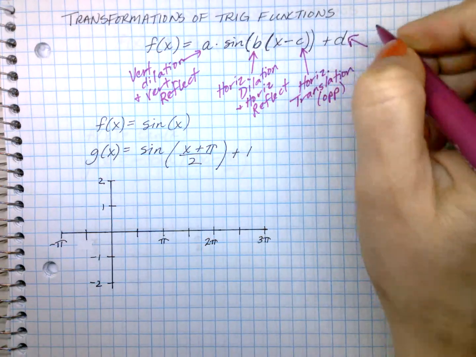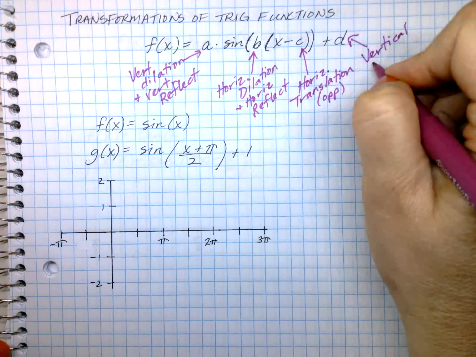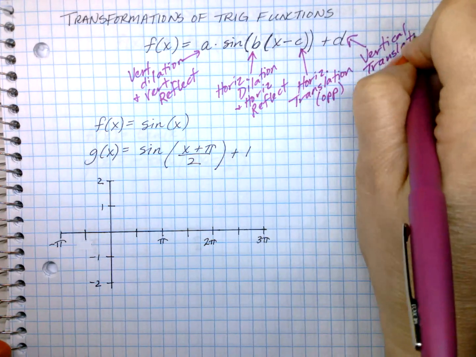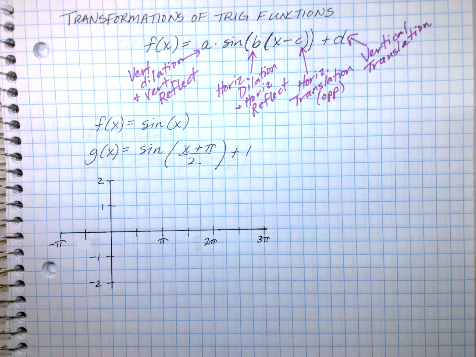And then finally, we have the D value, and this one is vertical translation, so up or down. Okay, and this one says plus d. Vertical moves exactly like you think it would.